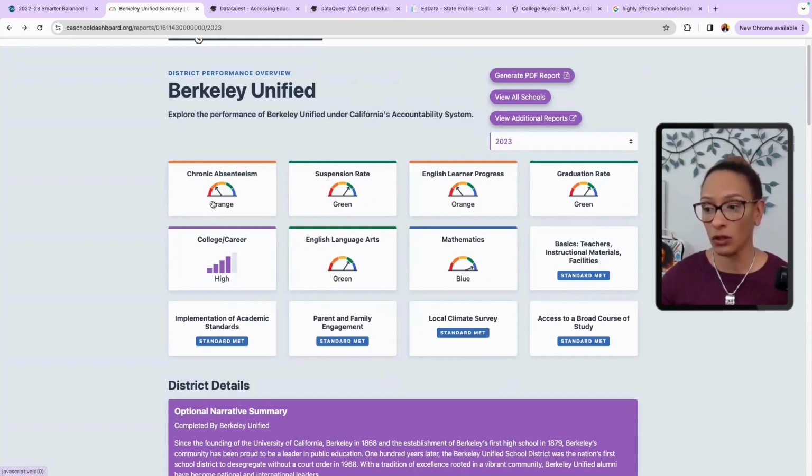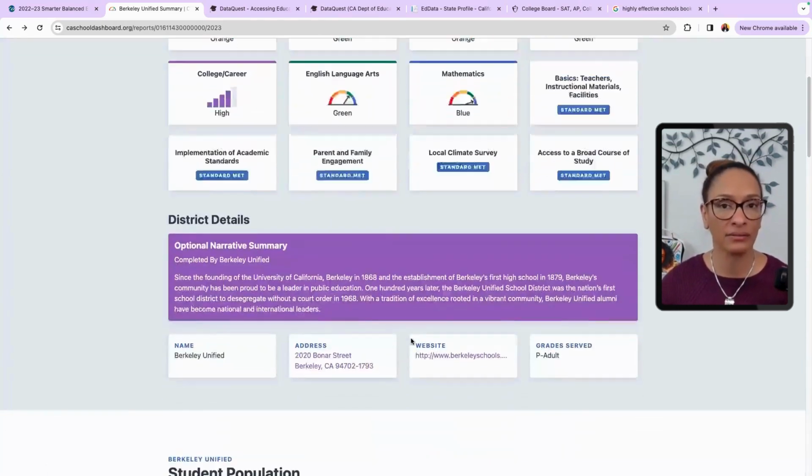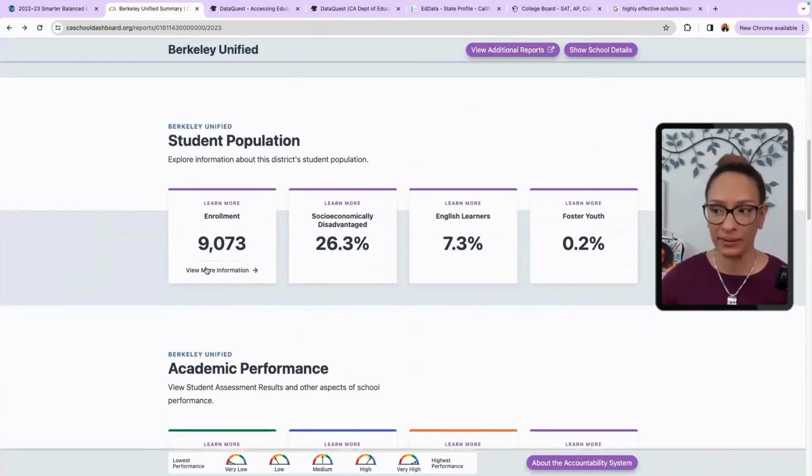And then we have what we call local indicators. So these are the ones that you will see: chronic absenteeism, suspension rate, English learner progress, graduation rate, college and career, English language arts, mathematics. And then you have the local indicators. This is information that the school district will provide based on what's happening in their district.